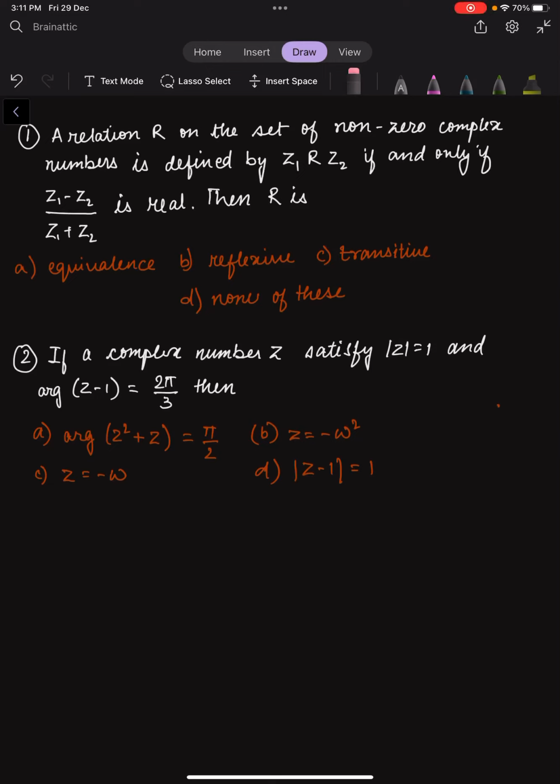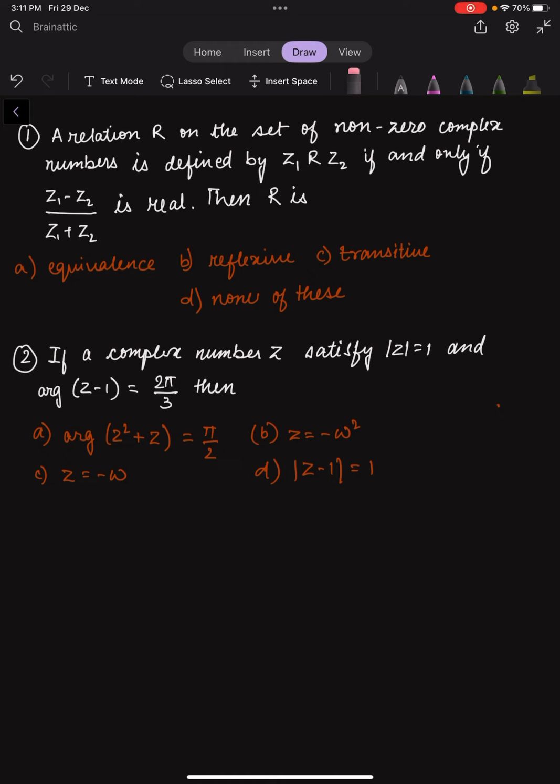Today we have another set of challenging problems from complex numbers. Problems of this type often appear in the engineering entrance examinations. If you do want to give it a try, you can pause the video and give it a try. Otherwise, let us continue solving the problem.